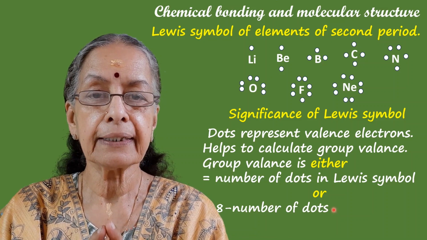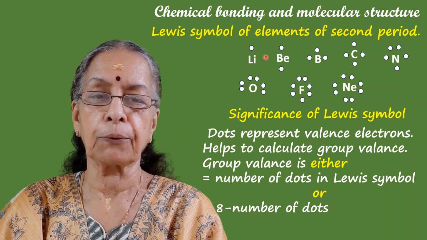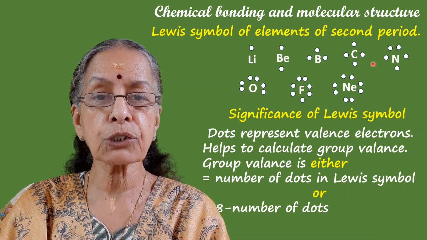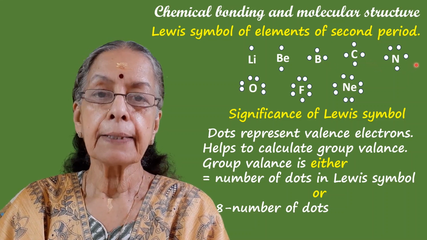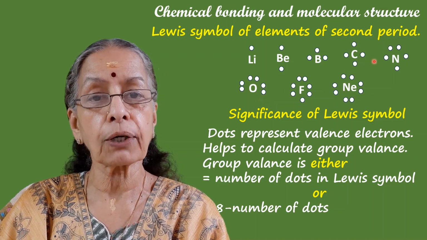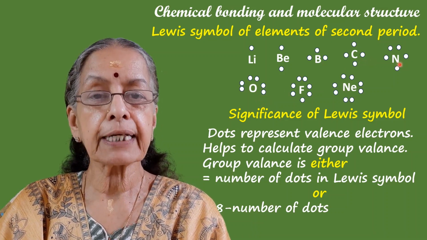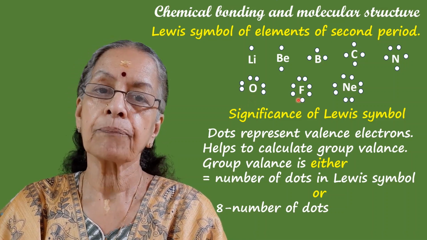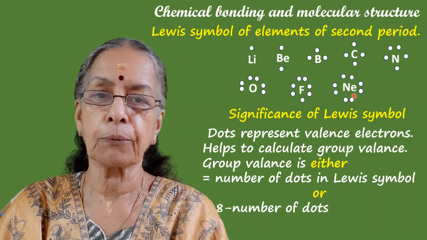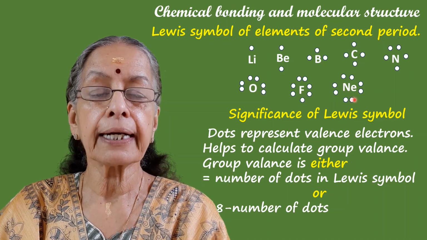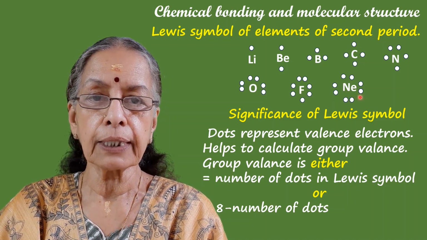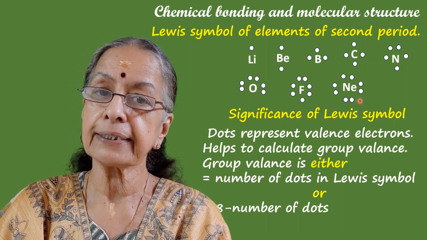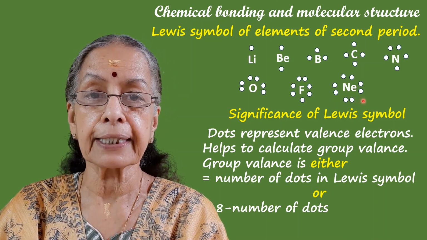I will explain. Lithium belongs to first group, beryllium belongs to second group, boron belongs to third group, and carbon belongs to 14th group, nitrogen belongs to 15th group, oxygen 16th group, fluorine 17th group, and neon 18th group. I have followed the groups referred to in the modern periodic table. That will be more easy to understand.